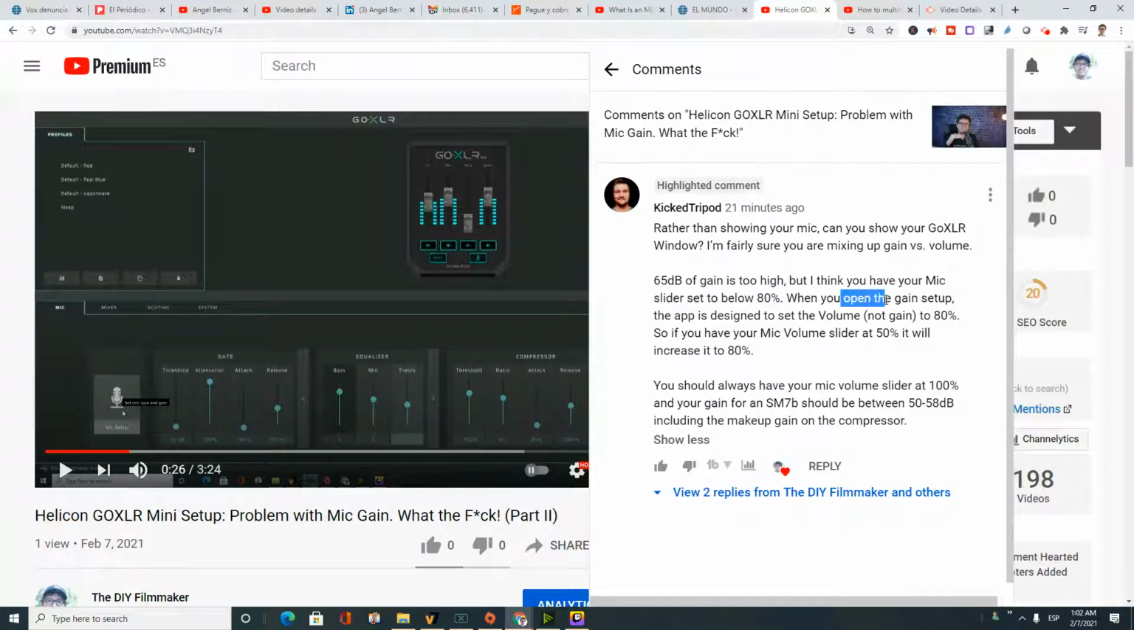He shared also something very important, that when I open that window, the gain setup window, the app is designed to set the volume, not gain, to 80%. So if you have your mic volume slider at 50%, it will increase to 80. So in that case, for example, I would notice that increase of volume that I was perceiving, right? So he told me that I should always have my mic volume slider at 100% and my gain for the SM7B, this is my mic, should be between 50 to 58 dBs. So let's place my mic volume slider at 100%.